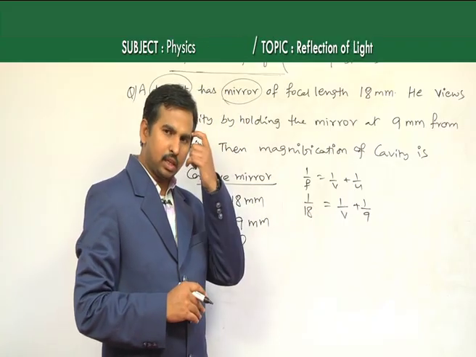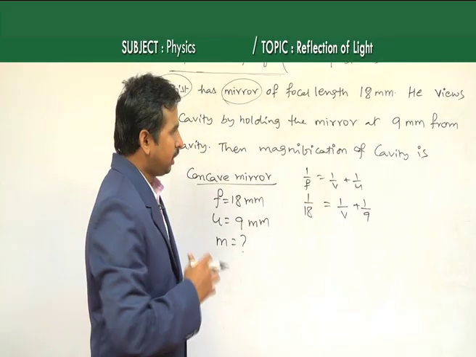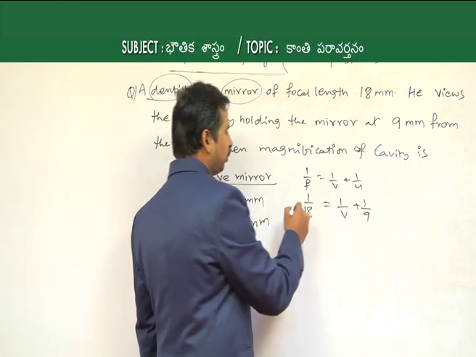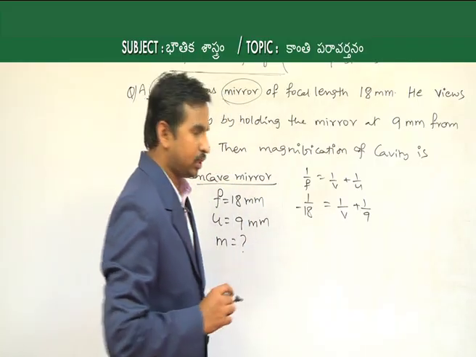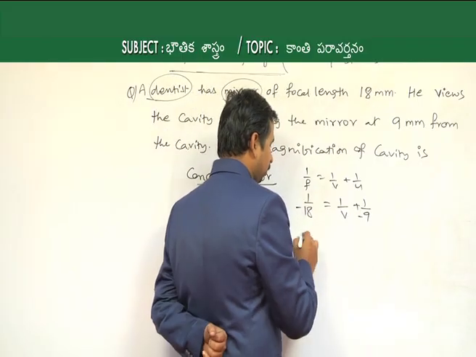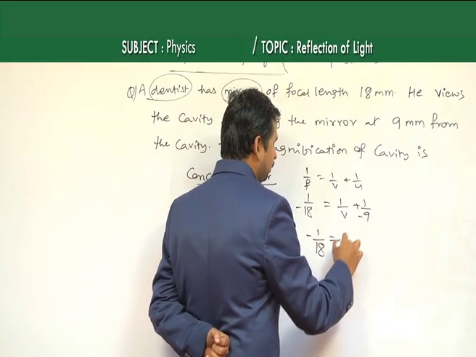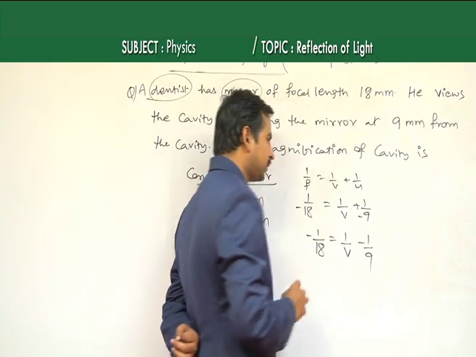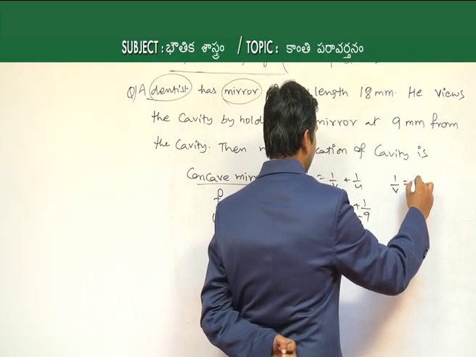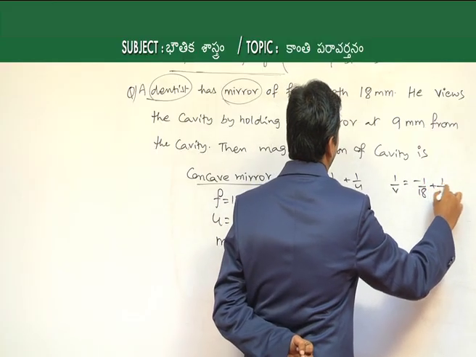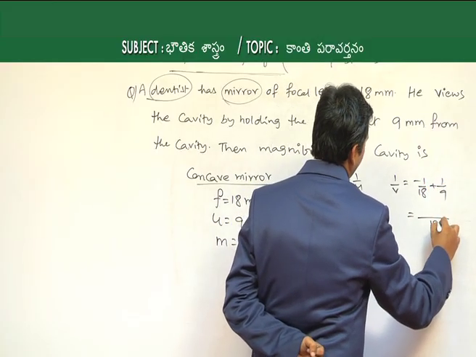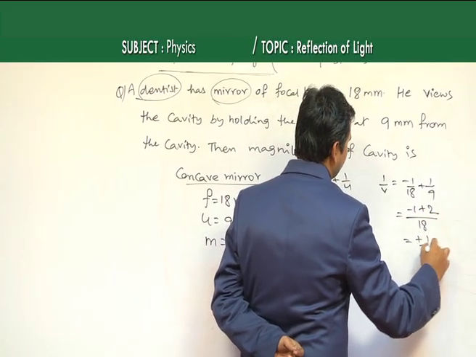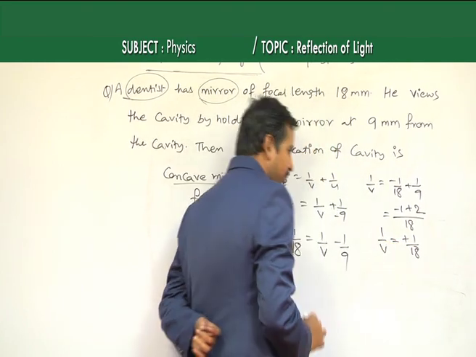Now, if you apply the sign convention here, the focal length of a concave mirror is negative, and the object distance is also negative. Then minus 1 by 18 is equal to 1 by v minus 1 by 9. If you bring that minus 1 by 9 to this side, then 1 by v becomes minus 1 by 18 plus 1 by 9. If you take the LCM 18, you will get minus 1 plus 2, which is plus 1 by 18. This is the 1 by v value.